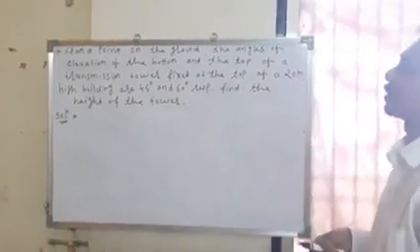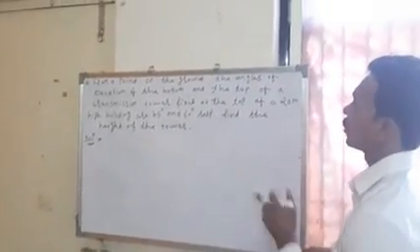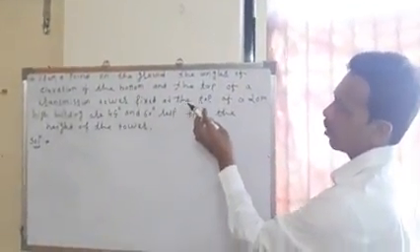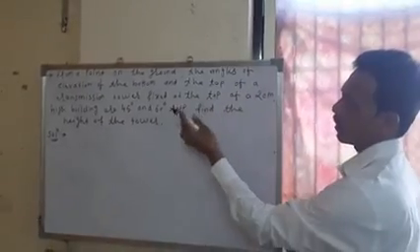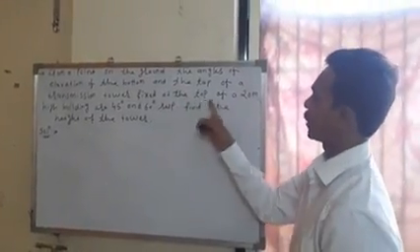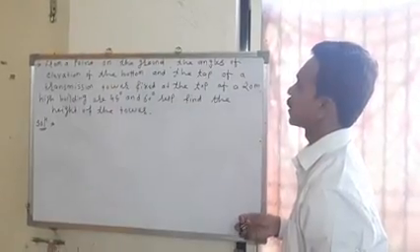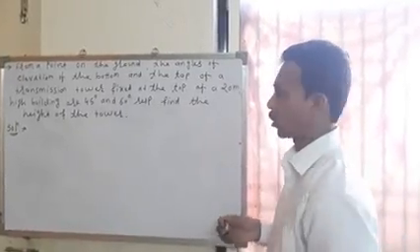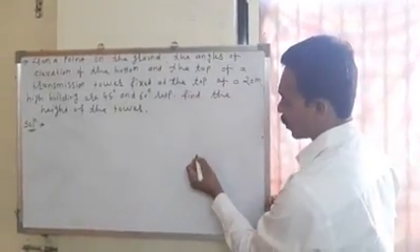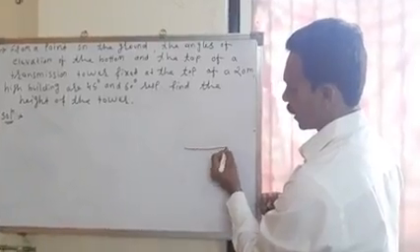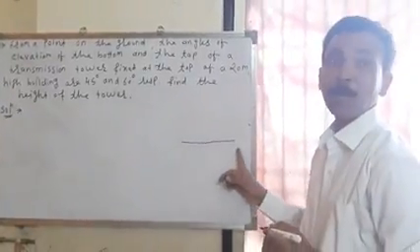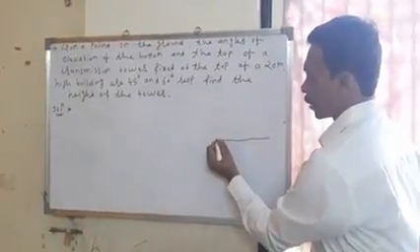The next one is: from a point on the ground, the angles of elevation of the bottom and the top of a transmission tower fixed at the top of a 20-meter high building are 45 degree and 60 degree respectively. Find the height of the tower. From a point on the ground means the base will come. This is a point on the ground.